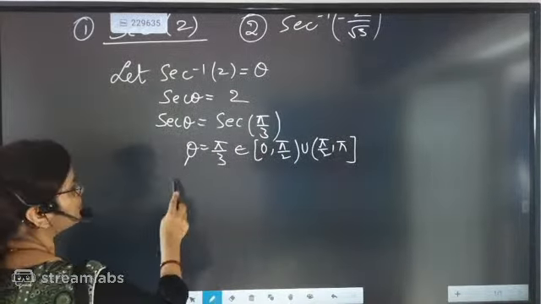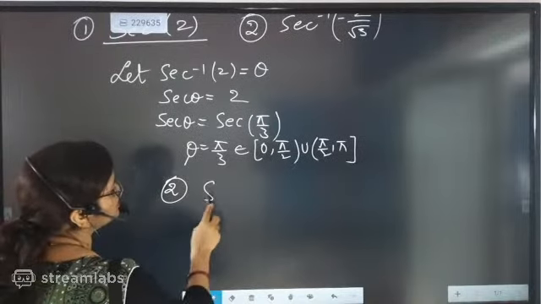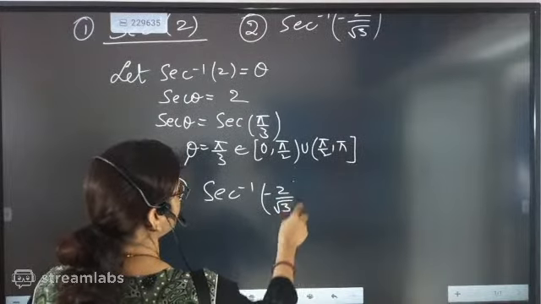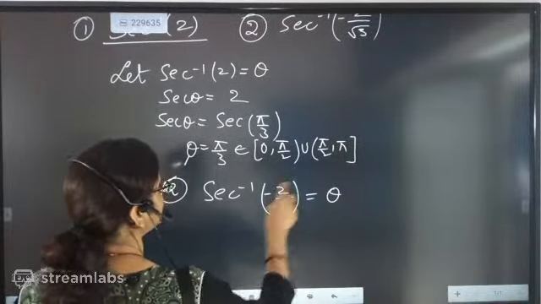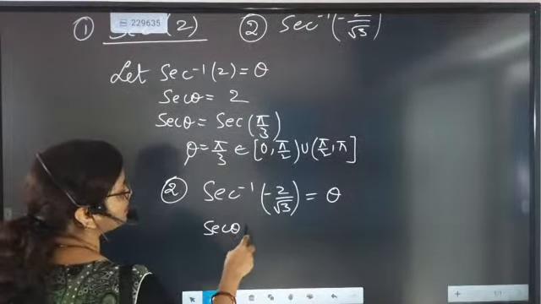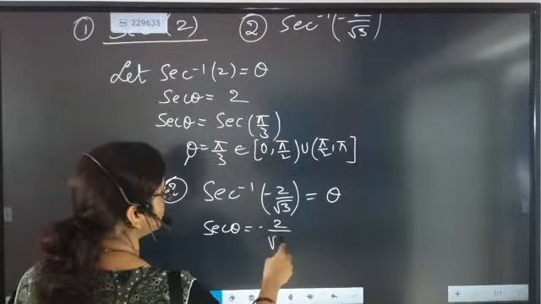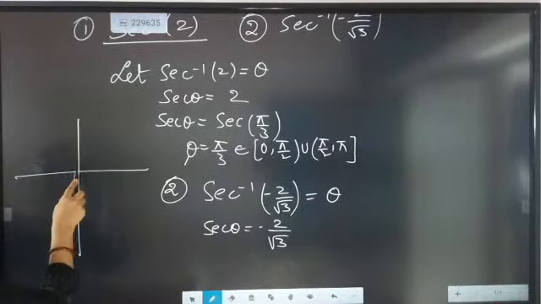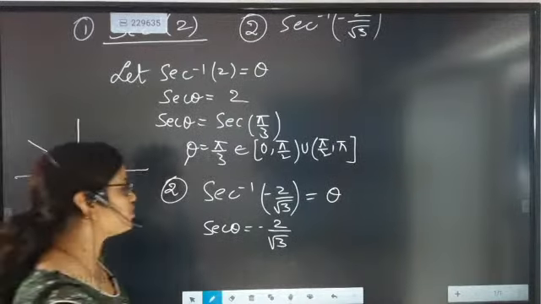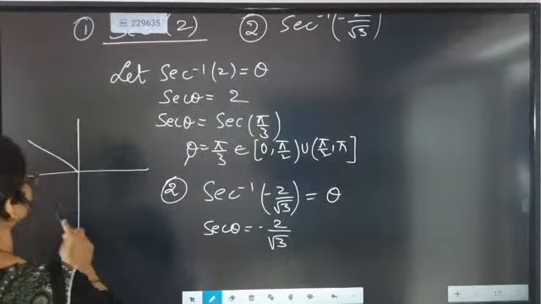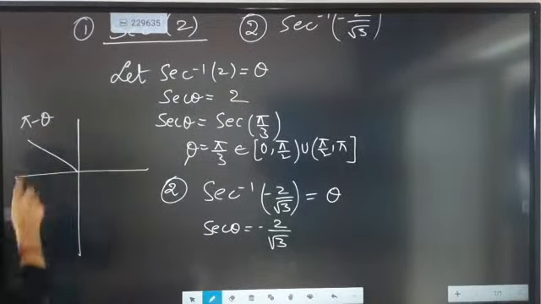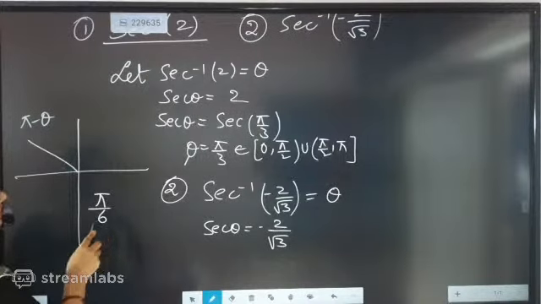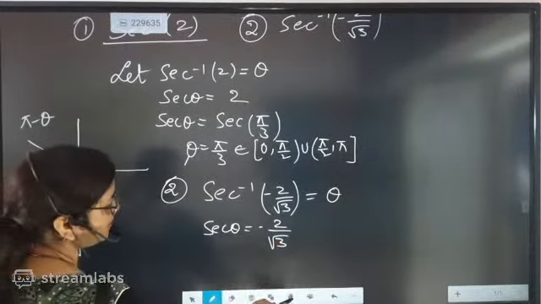So look here, beta. The most important problem for the second case is secant inverse of minus 2 by root 3. If you take theta, then secant theta is equal to minus 2 by root 3. So definitely minus 2 by root 3 will come in the second quadrant. Second quadrant, yes or no? Second quadrant only. So in the second quadrant it is pi minus theta. Your secant theta, this angle is what? Pi by 3 or pi by 6? Pi by 6. This angle is exactly pi by 6.